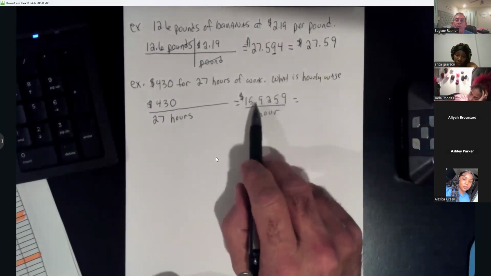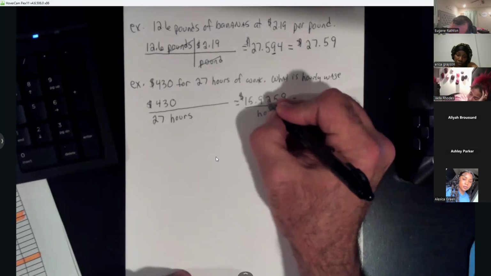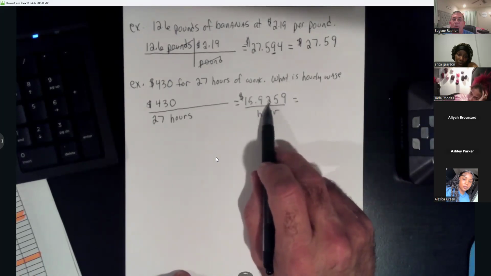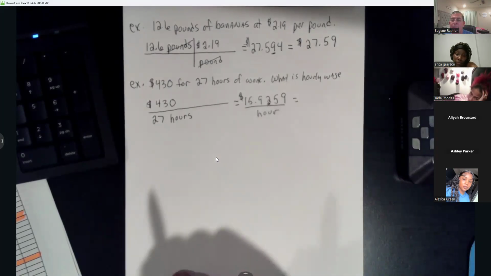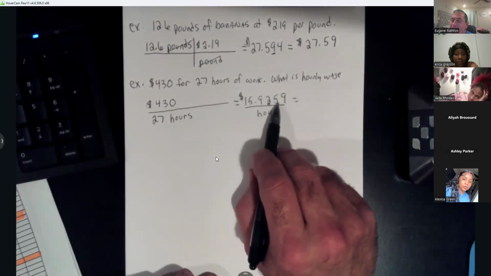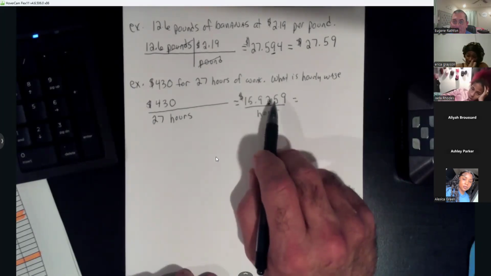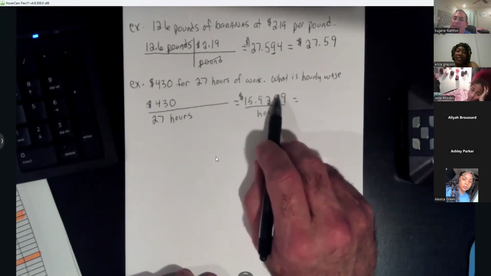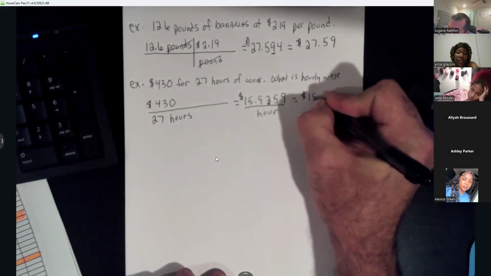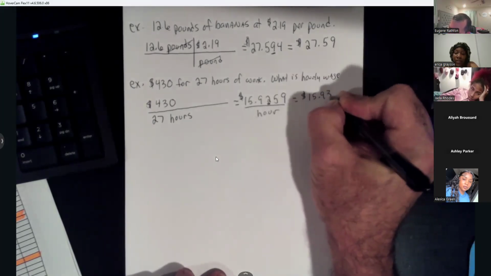But remember, they want me to round to 2 decimal places. So the 2 is in the second decimal place. Am I going to round that 2 up or keep it the same? What's after it? The 5 means that 2 is going to round up to 3. So 15.93 per hour.